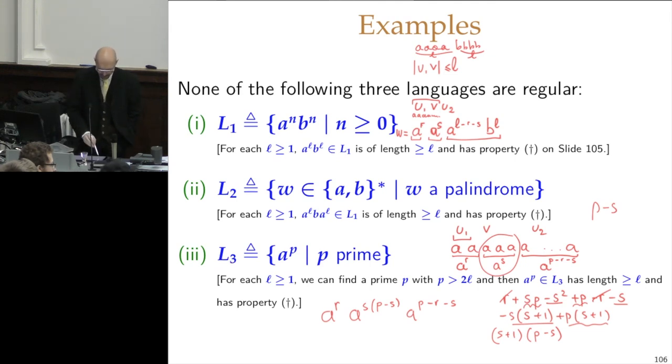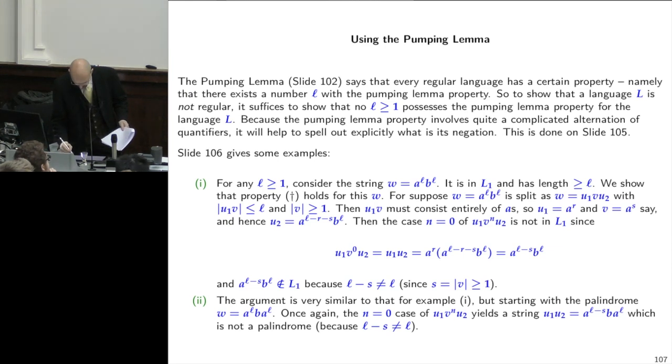For every possible value of L, I can build a counterexample by taking a string with more than 2L a's, which is a prime number of a's, and that cannot be pumped because there is at least one exponent n equal to p minus s, which yields a string with a non-prime number of a's, which therefore cannot belong to this language. So you can see that you can get quite ingenious with this type of argument. And so we've done all that.